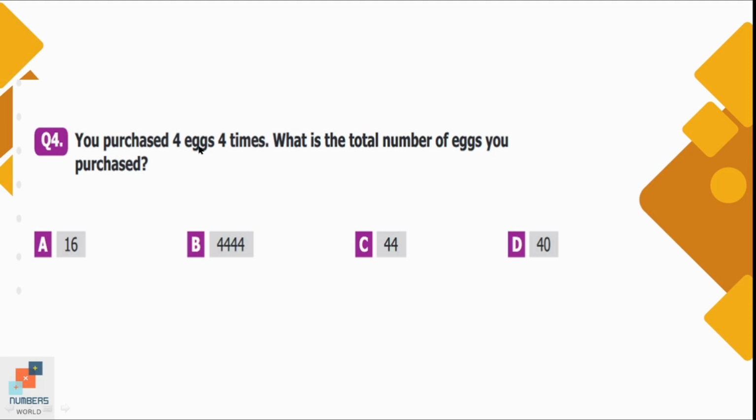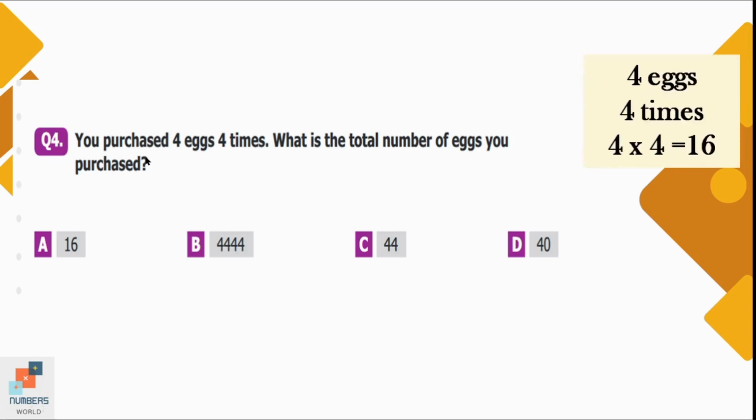Question number 4. You purchased 4 eggs 4 times. What is the total number of eggs you purchased? So 4 eggs 4 times is equal to 16. So option A is the correct option. We purchased 16 eggs in total.